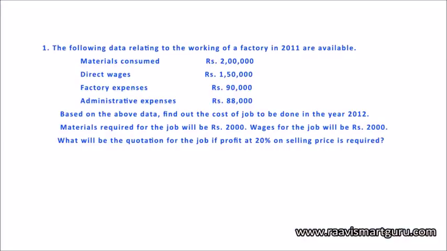Before going for the cost sheet, the problem is as follows. The following data relating to the working of a factory in 2012 is given. Material consumed, direct wages, factory expenses, administration expenses are given, and based on the above data we need to prepare a cost sheet. In addition, we should also prepare a quotation, and for preparing the quotation some information is given: material required 2000 rupees, wages 2000, and the percentage of profit is 20% on sales. So by using this information, first we will be preparing the cost sheet.